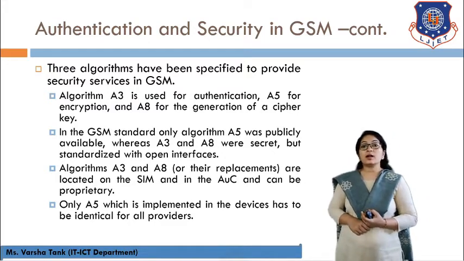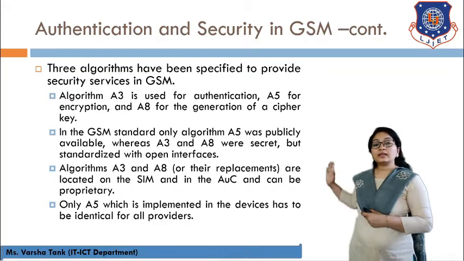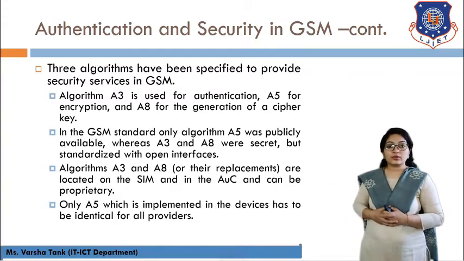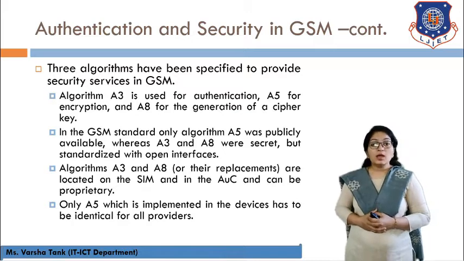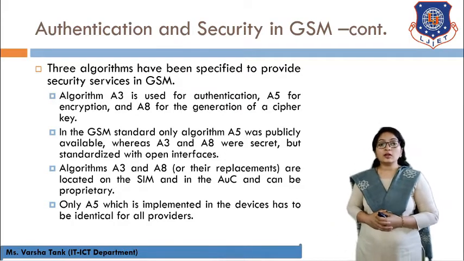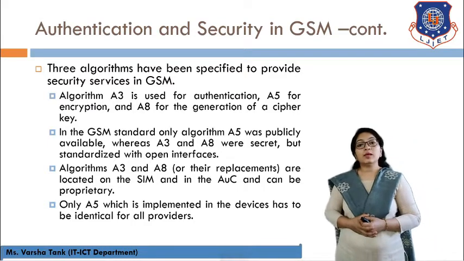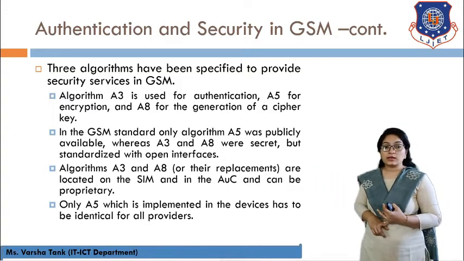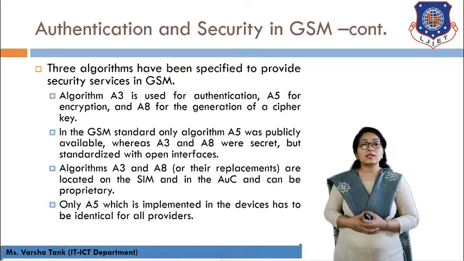In the GSM standard, only the algorithm A5 was publicly available, and A3 and A8 are secret. Algorithms A3 and A8 are secret, but they are standardized with an open interface to provide the authentication. Algorithms A3 and A8 and their replacements are located on the SIM and in the AUC and can be proprietary. So both algorithms are located on the SIM and in the AUC, and they define the authentication and security.